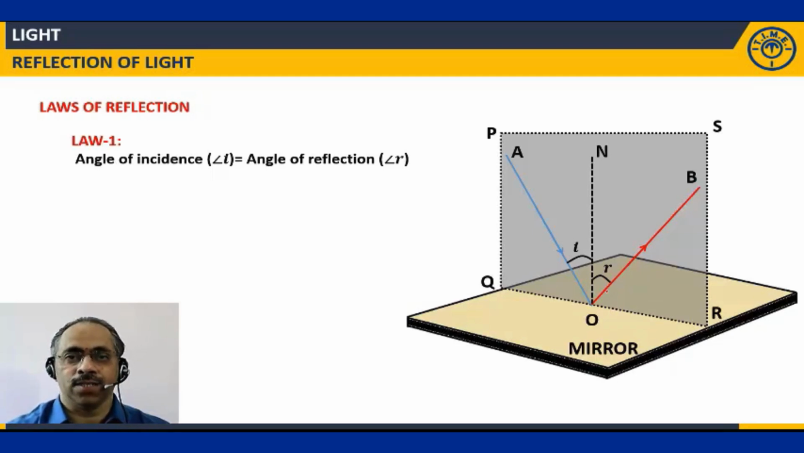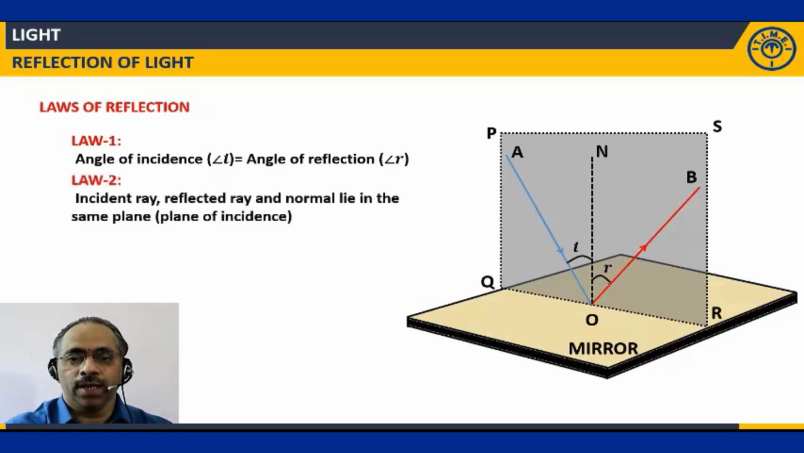The second law of reflection states that the incident ray, that is AO, the reflected ray OB, and the normal at the point of incidence ON, all three lie in the same plane. That plane is nothing but the plane of incidence, that is PQRS, the imaginary plane we consider over here.